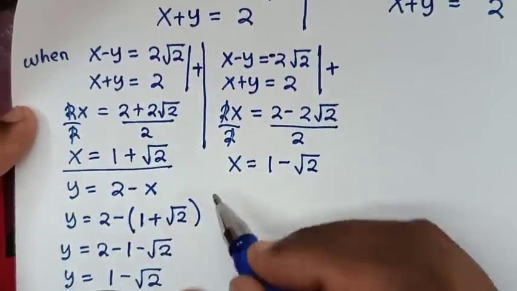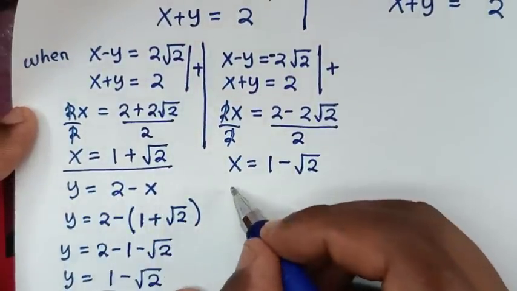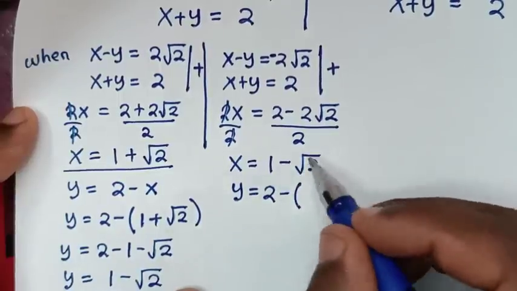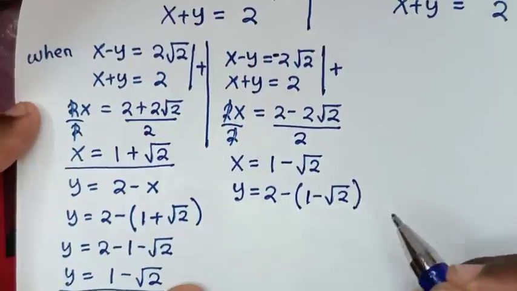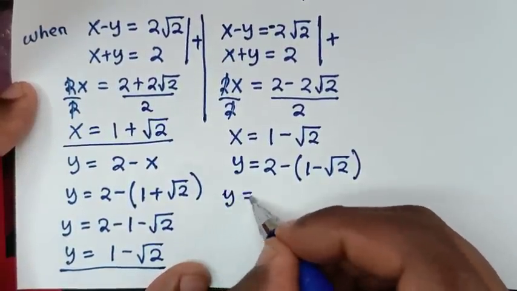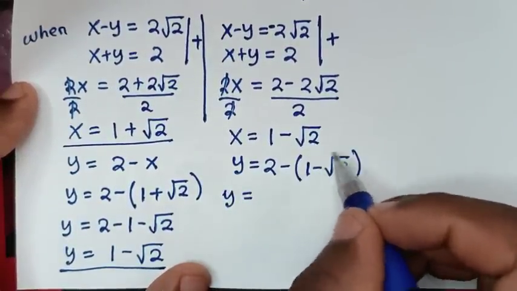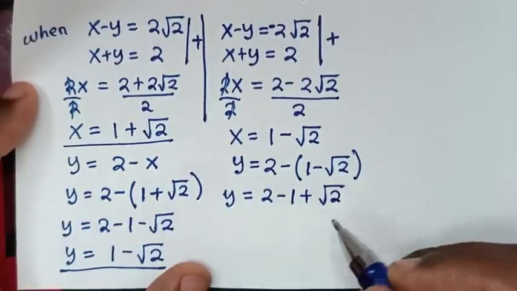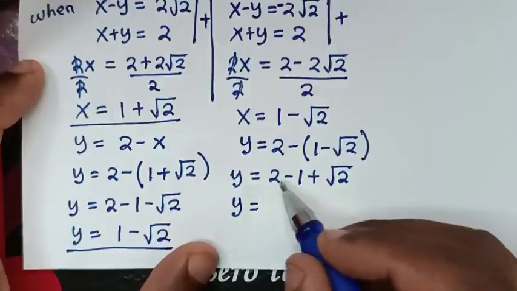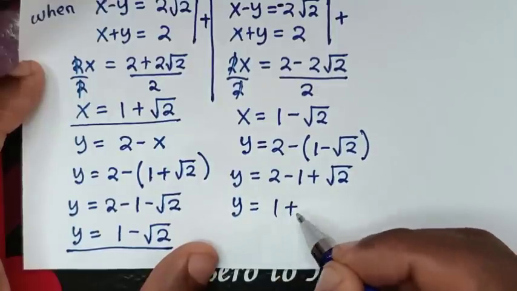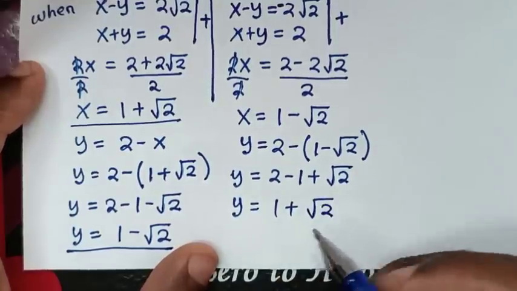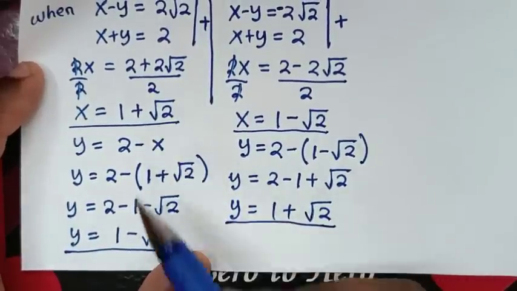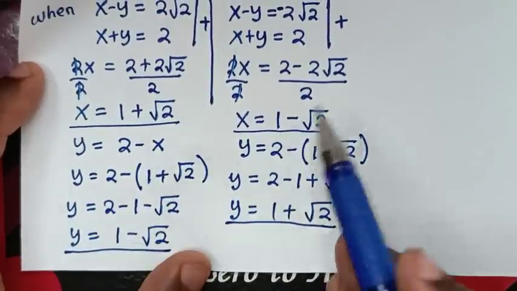Then from here, y is equal to 2 minus x. To find the value of y, it is 2 minus the bracket 1 minus square root of 2. Then y is equal to, we open the bracket by negative, 2 minus 1, then plus square root of 2. Then y is equal to 2 minus 1, which is 1, plus square root of 2. So when this is x, this is y. We got two solutions for x and y.